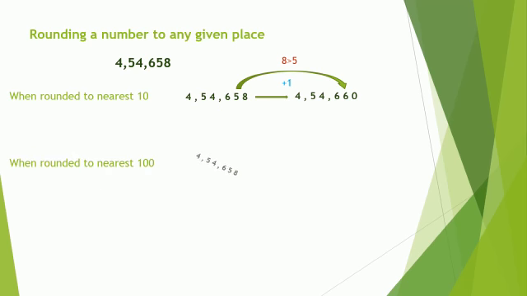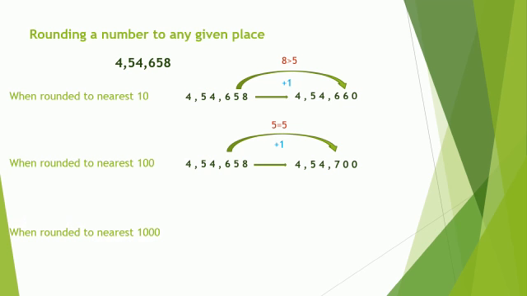Next is the hundreds place. Here the digit to the right of 6 is 5. As the rule is that if the digit is 5 or more than 5, we have to add 1 to the digit in the place being rounded. Hence we add 1 to 6. Change all the digits to the right of the hundreds place to 0. So the rounded number is 4,54,700.